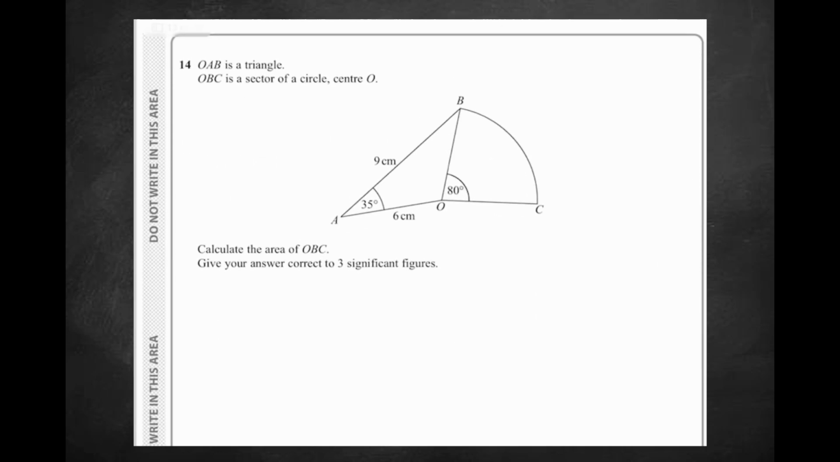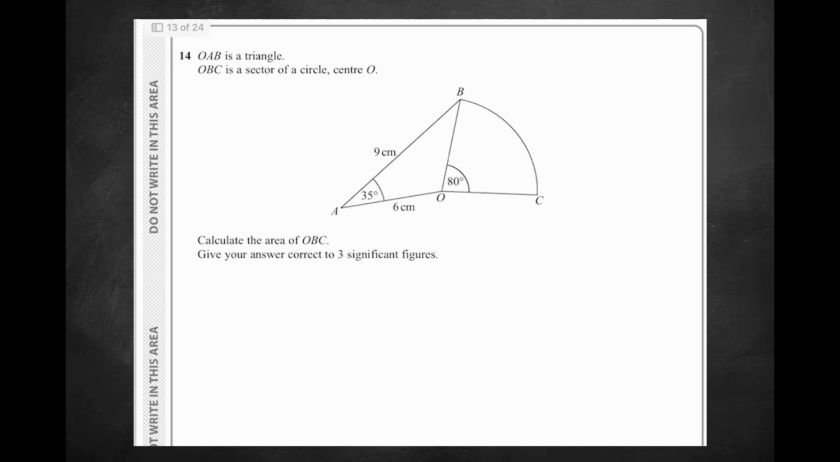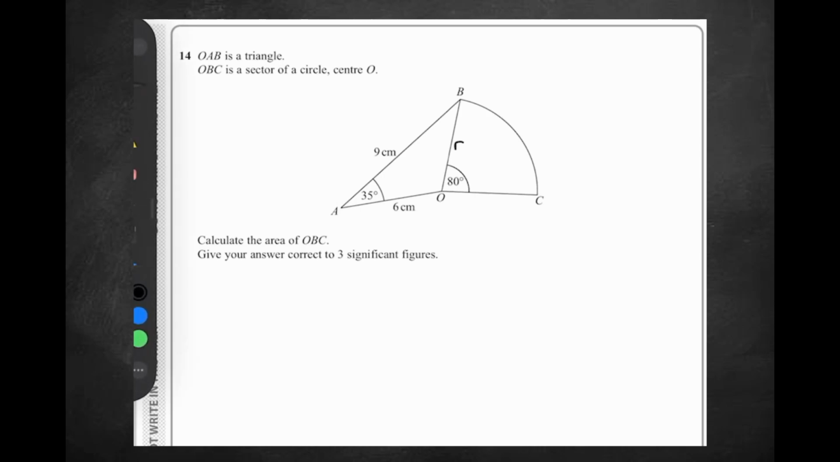Question number 14. OAB is a triangle. OBC is a sector of a circle, centre O. Calculate the area of OBC. Give your answer correct to 3 significant figures. So what we need to do here is work out the radius of the sector, which we can do by having the length OB. But as you can see, we have 2 side lengths and an angle. Therefore, we need to use the cosine rule.